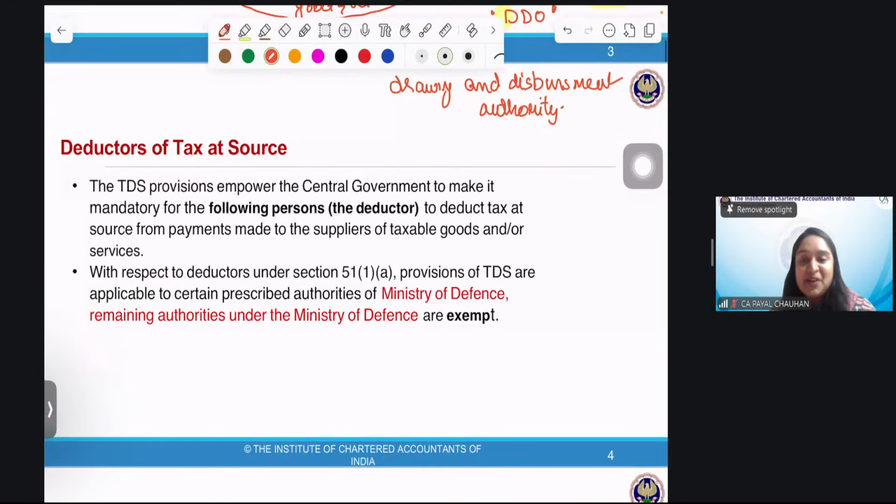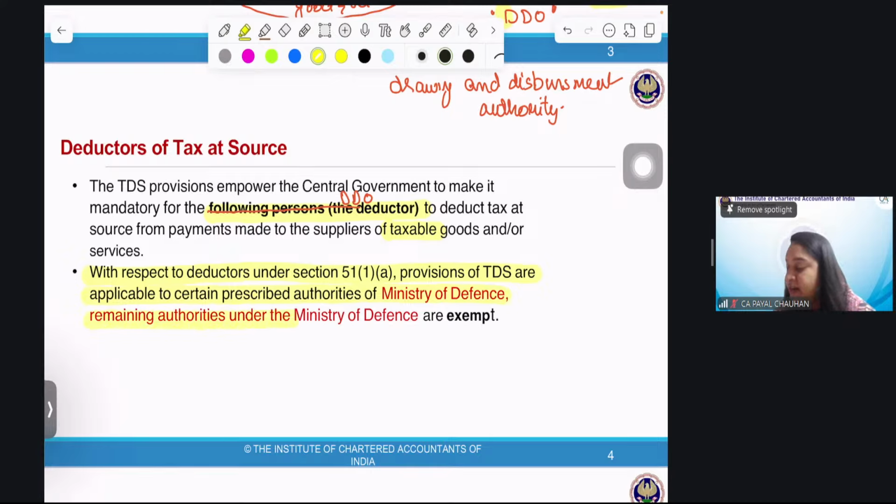Now, deductor of tax at source. The TDS provision empowers the central government to make it mandatory for the following persons, that is the deductor, to deduct tax at source from the payment made to the supplier of taxable goods or service. Did you people understand? Those following persons are known as DDO. While they make the payment to the contractor, they'll deduct the TDS, right? Now, with respect to deductor under Section 51, the provisions of TDS are applicable to certain prescribed authority of the Ministry of Defense.